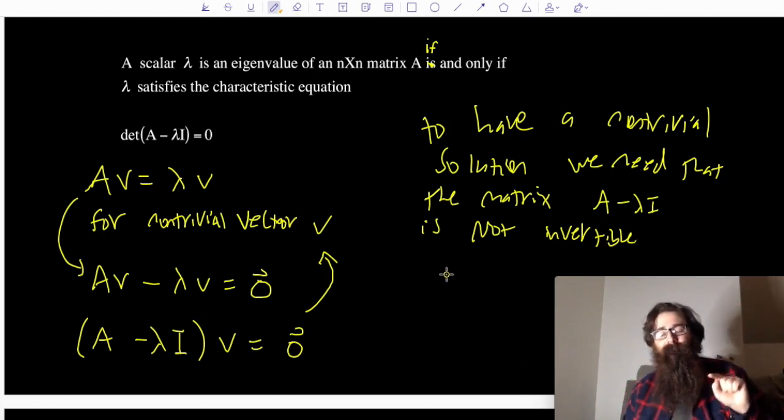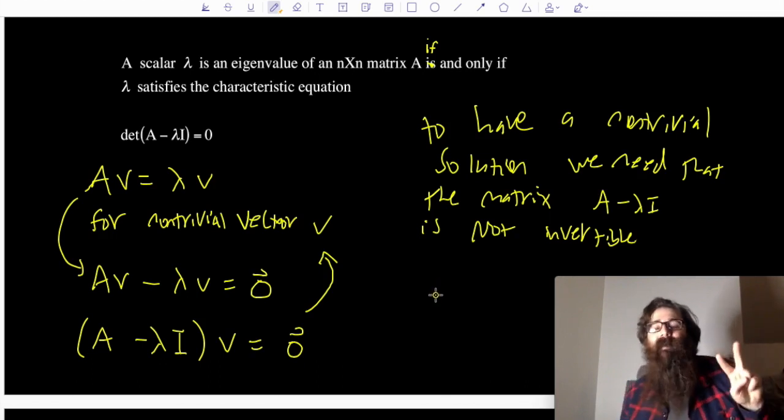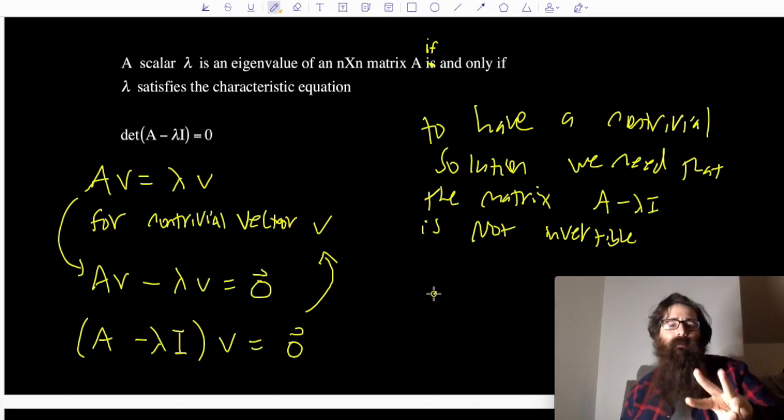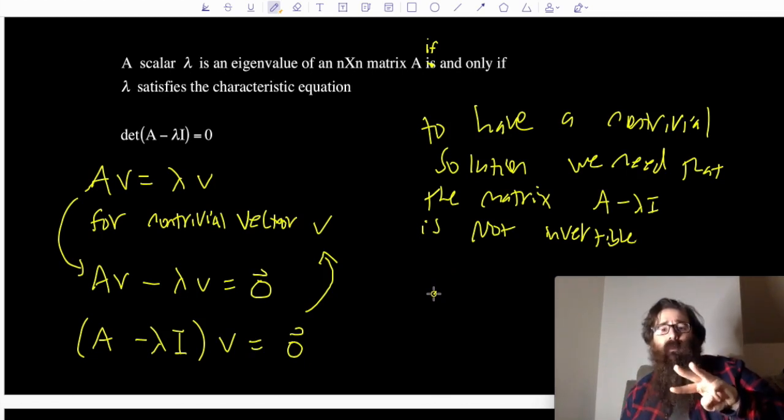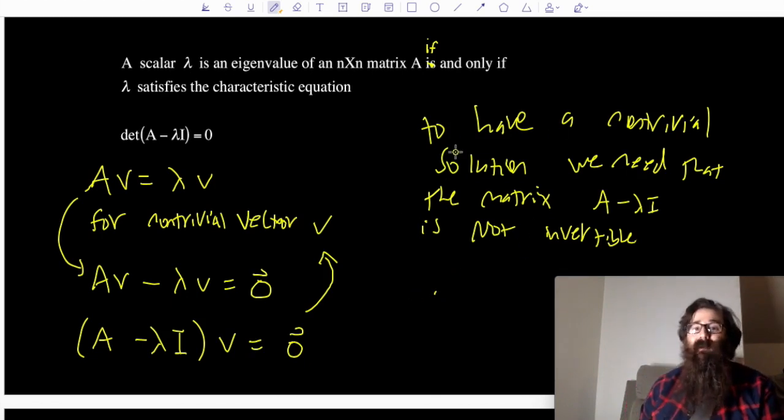I want that I have a free variable, that I have a non-trivial solution to the homogeneous matrix equation, so then my matrix better not be invertible, singular, right? Which means that its determinant better be 0. So, putting this all together, in order to have this non-trivial solution, we need that the matrix A minus lambda I is not invertible.